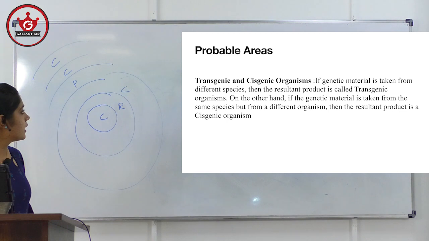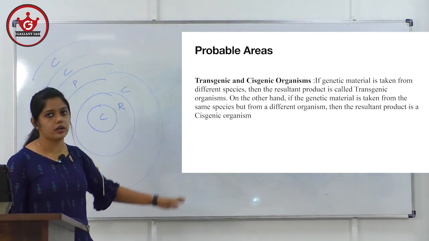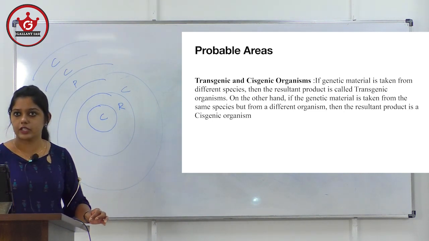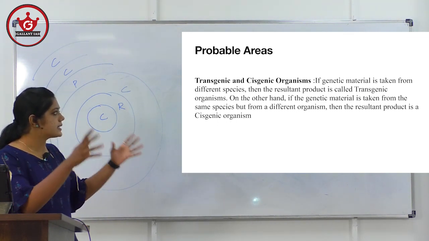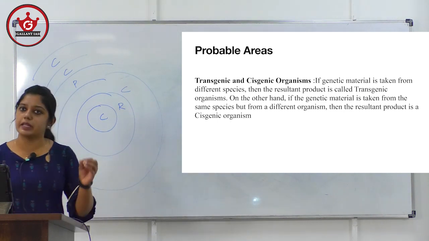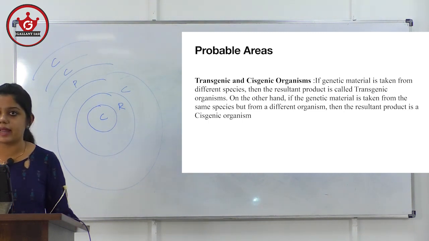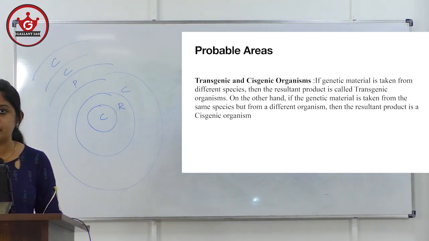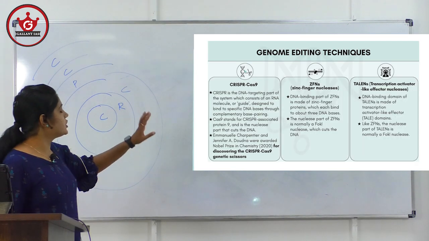And next are probable areas. Transgenic and cisgenic organisms have already been asked. I have included genetics in a separate module. If genetic material is taken from different species, then the resultant product is transgenic. And if the genetic material is taken from the same species, from different organisms, it is called cisgenic. Cisgenic and transgenic organisms were asked in UPSC earlier and can be expected again. Similar kinds of questions can be repeated. Next, we have genome editing techniques.